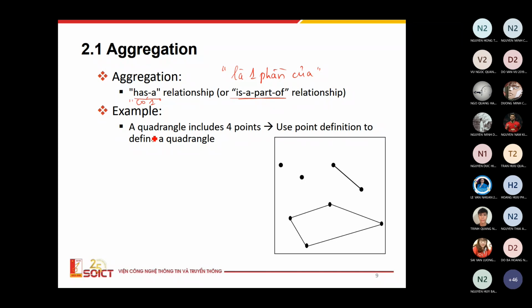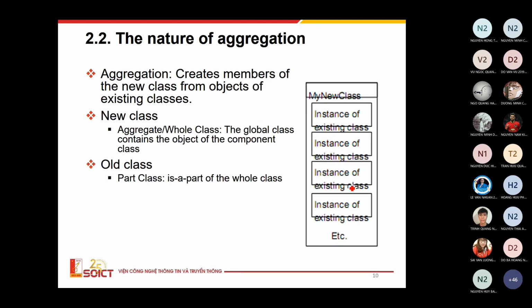For example, here you have a quadrangle. Okay, the quadrangle, một cái tứ giác. A quadrangle can include 4 points. So if you already know the definition of the point, you can create the definition for the quadrangle. Okay. For example, I already know 4 points, so I can make a quadrangle. Okay. So this is what aggregation can do.